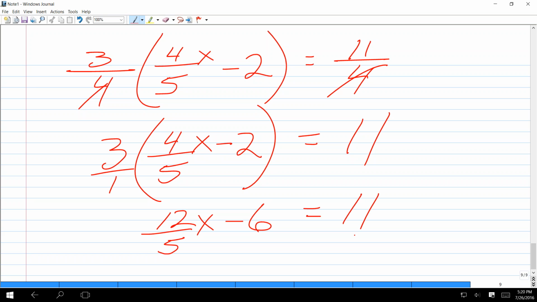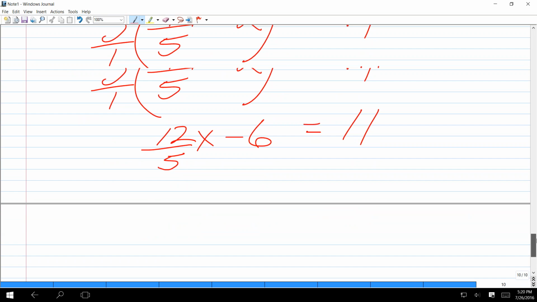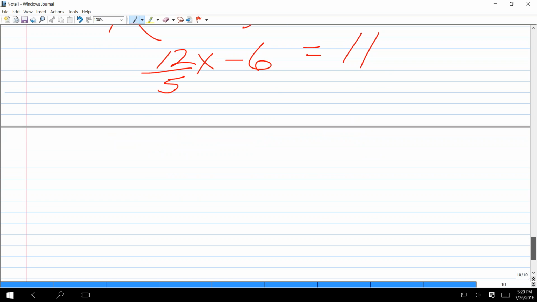So now I've gotten rid of my parentheses. Now what's the next easiest step? You're going to want to get the 6 to the other side. That's the next best step. That's a better next step than multiplying everything by 5. It just is. So it's going to be 17.